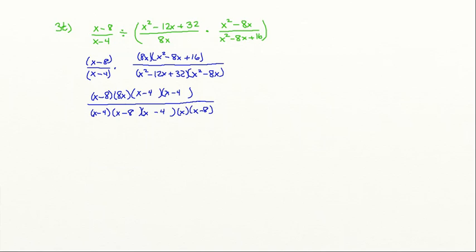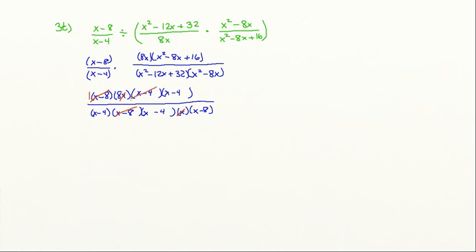Let's see if anything can be reduced. x minus 8 on the top. Yes, there is one on the bottom. There is another, but you can only reduce one at a time. So x minus 8 divided by x minus 8 is 1. 8x. We have an x though. Let's reduce those x's. So x divided by x equals 1.